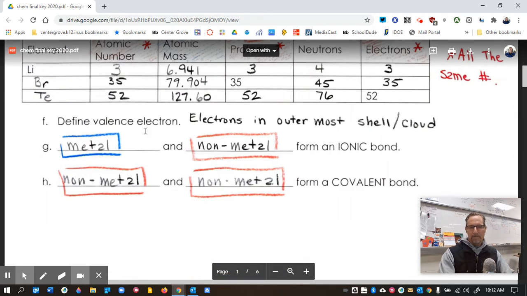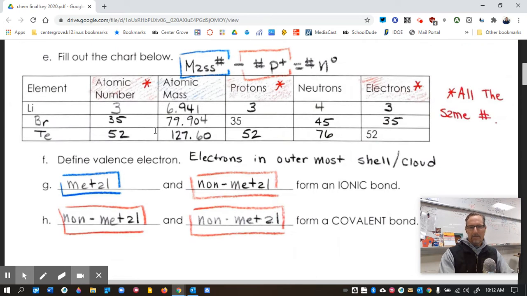Let's define what a valence electron is then. A valence electron is an electron in the outermost shell. And those are important because valence electrons are the electrons involved in chemical reactions. So when we get to chemical reactions, all we really care about are those valence electrons.